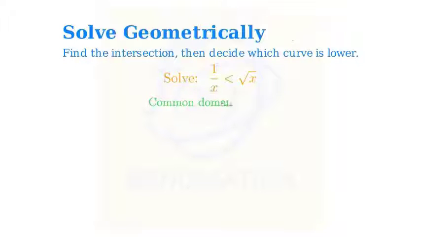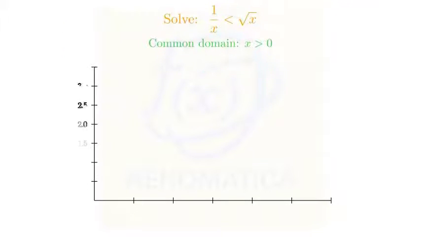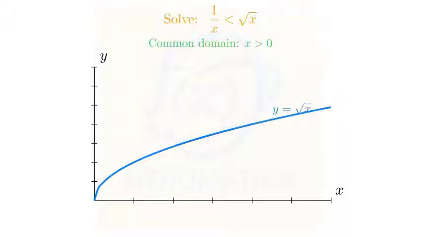The square root of x requires x to be greater than or equal to 0, and 1 over x is undefined at x equals 0. So our common domain is x greater than 0. Let's draw the axes and the two curves in the first quadrant. The blue curve is y equals the square root of x. The red curve is y equals 1 over x.